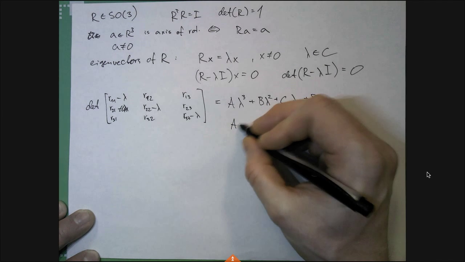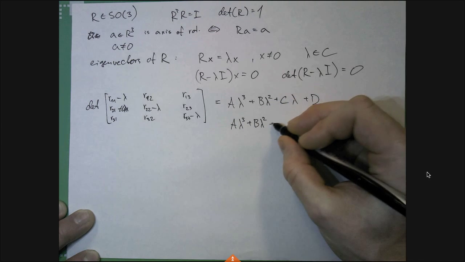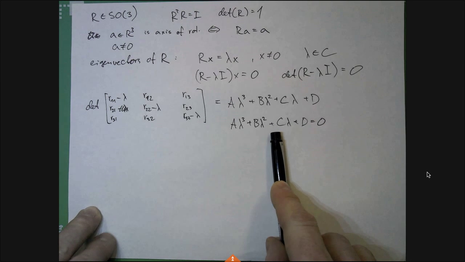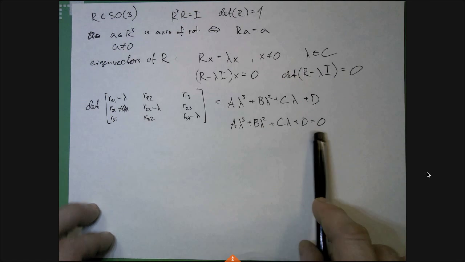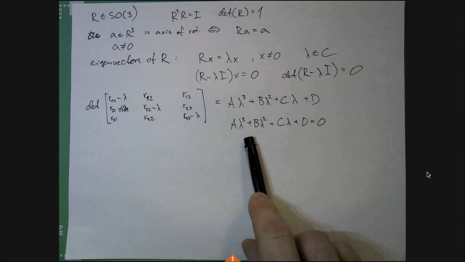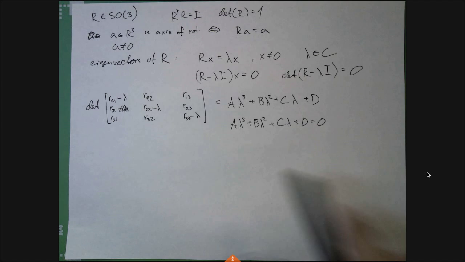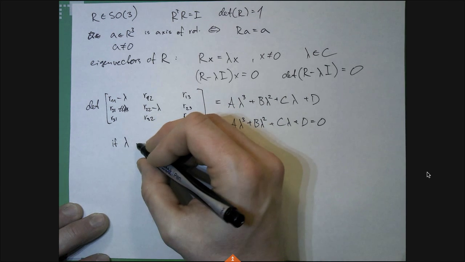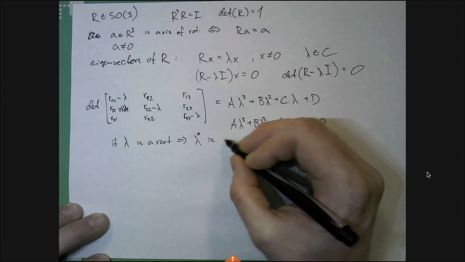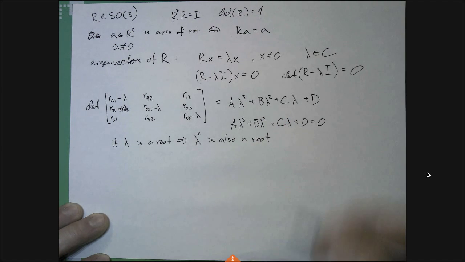And what I'm doing is setting this to 0. So if lambda is an eigenvalue, it must be a root of this polynomial. What we also know is the fundamental theorem of algebra, which is neither fundamental nor of algebra, but nevertheless it's true. It says that every polynomial like this of order 3 has 3 complex roots. And it's easy to see that if lambda is a root, then the lambda conjugate is also a root. That's quite easy to show.